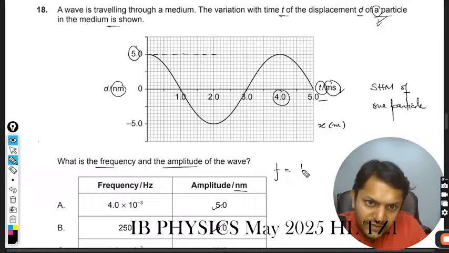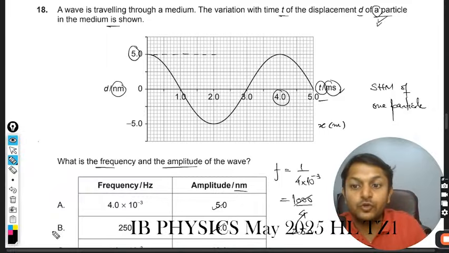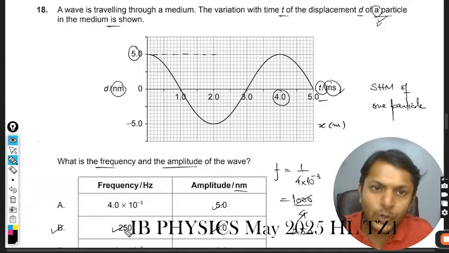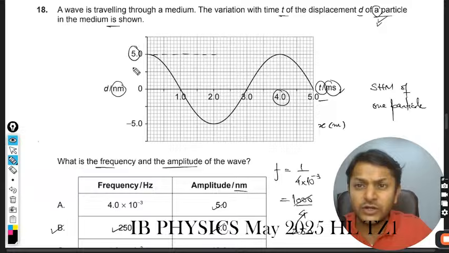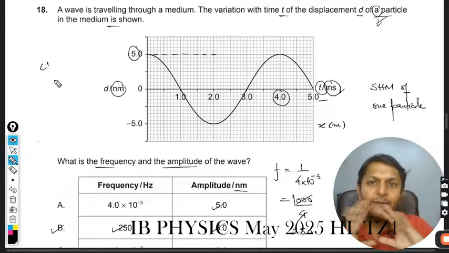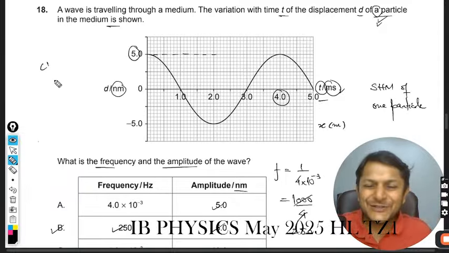So the frequency will be 1 by 4 milli, which means 1000 divided by 4. So it is 250. So B will be the correct answer in this question. This question is quite straightforward, coming directly from the topic C1, simple harmonic motion. Absolutely correct. This is how we do this. The answer is B.